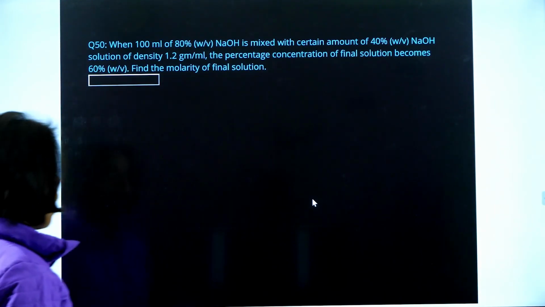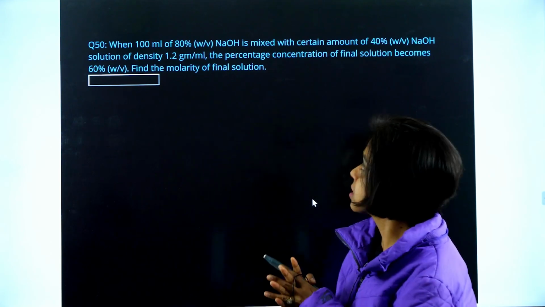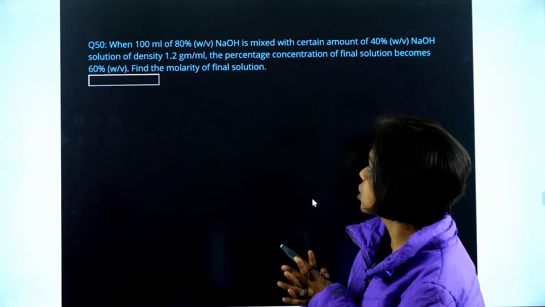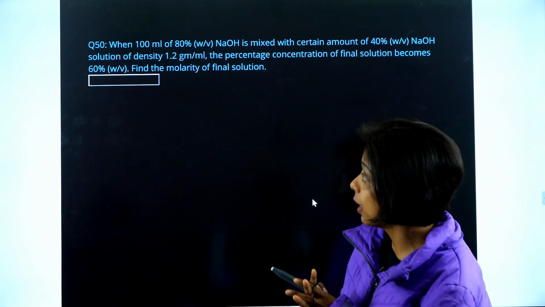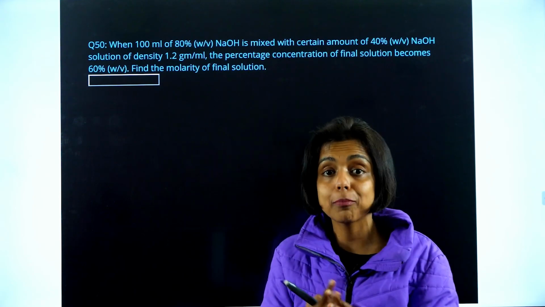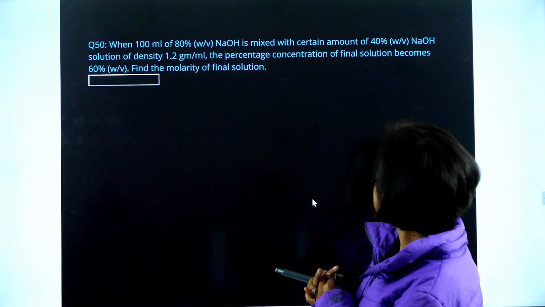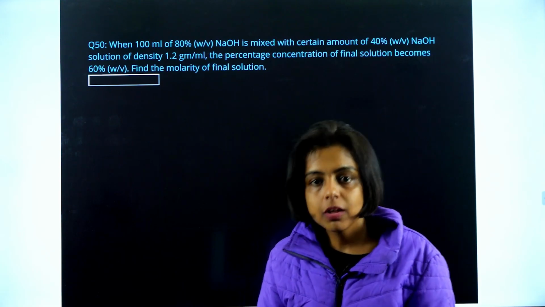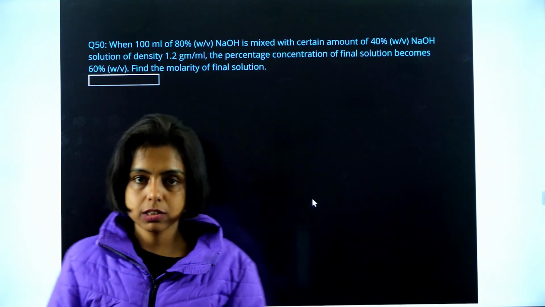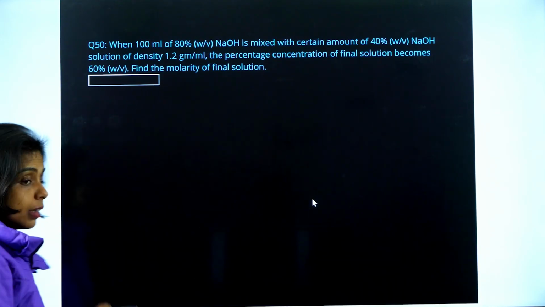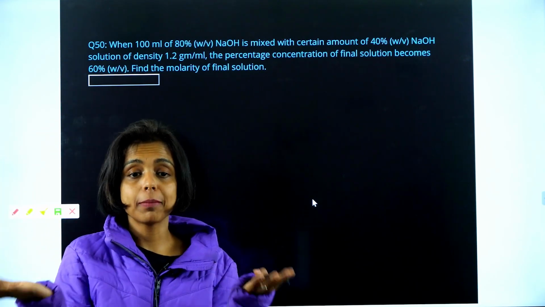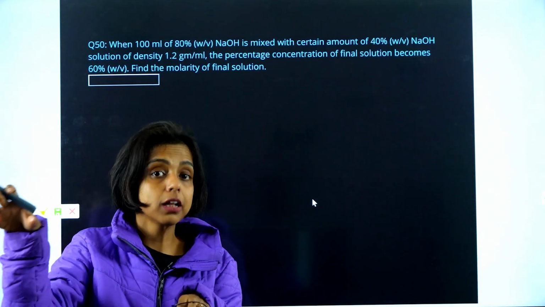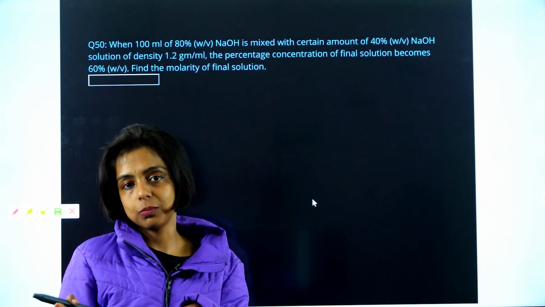When 100 ml of 80% W by V NaOH is mixed with a certain amount of 40% W by V NaOH solution of density 1.2 gram per ml, the percentage concentration of the final solution becomes 60% weight by volume. Find the molarity of the final solution. So if we are supposed to calculate the molarity of the final solution, which is formed by mixing 2 solutions, we should know the final moles of NaOH and the final volume, right?